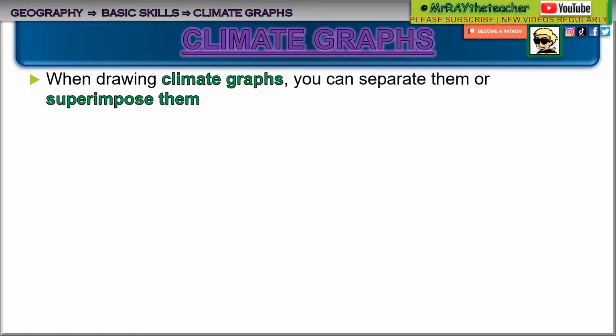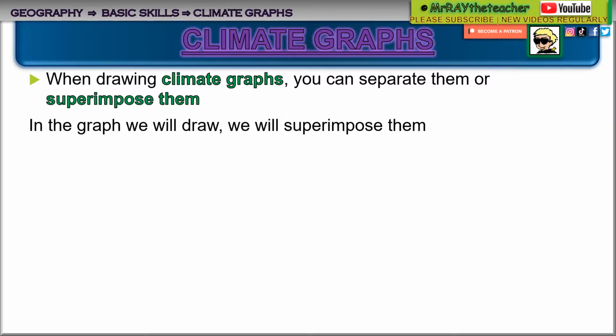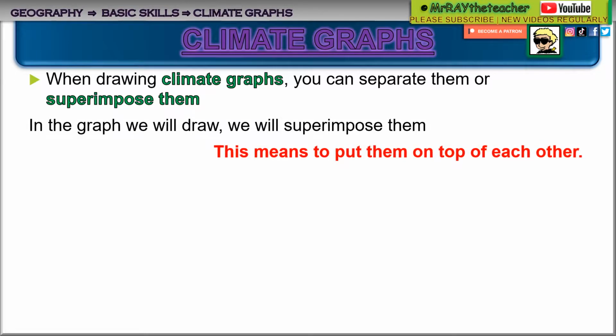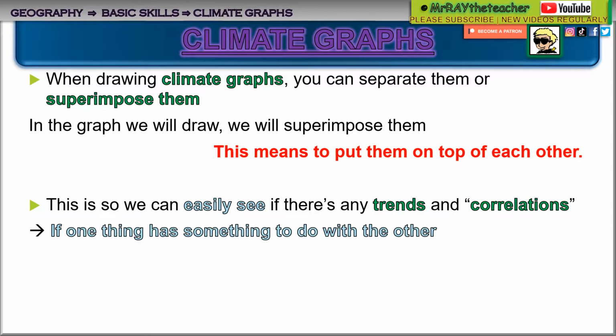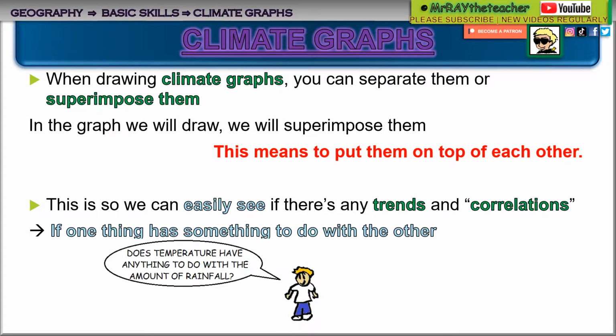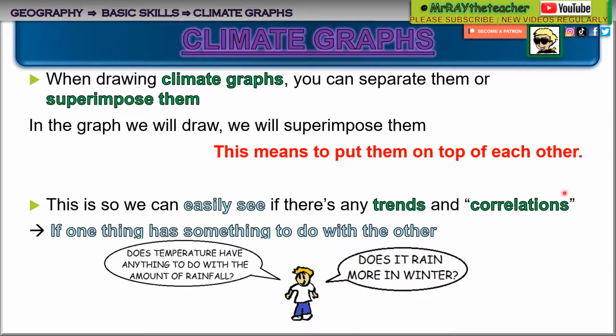So when drawing climate graphs, you can separate them or superimpose them. In the graph we will draw, we will superimpose them. This means to put them on top of each other. This is so we can easily see any trends and correlations. Correlations means if one thing has something to do with the other. So, does temperature have anything to do with the amount of rainfall? Does it rain more in winter? This is what we can find out if we see any trends or correlations. That's why it's better to superimpose them.